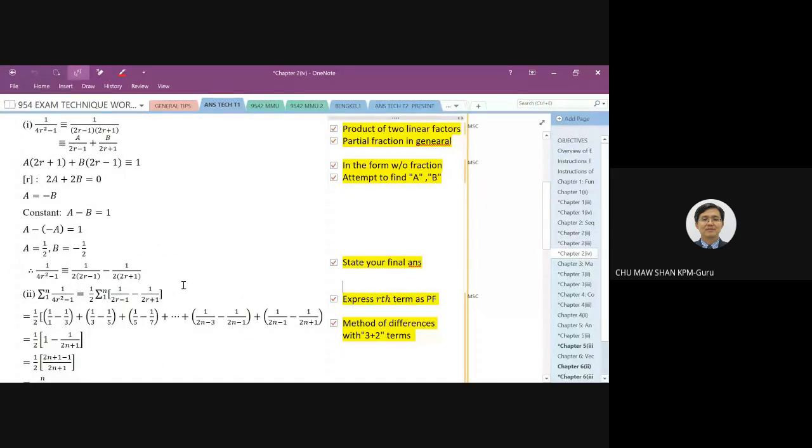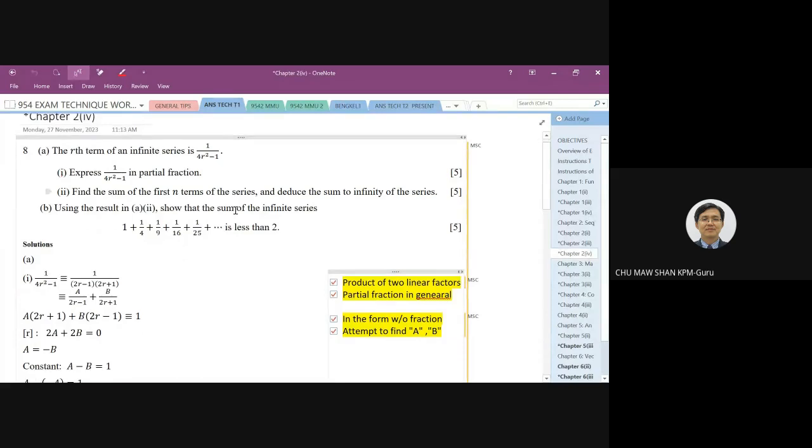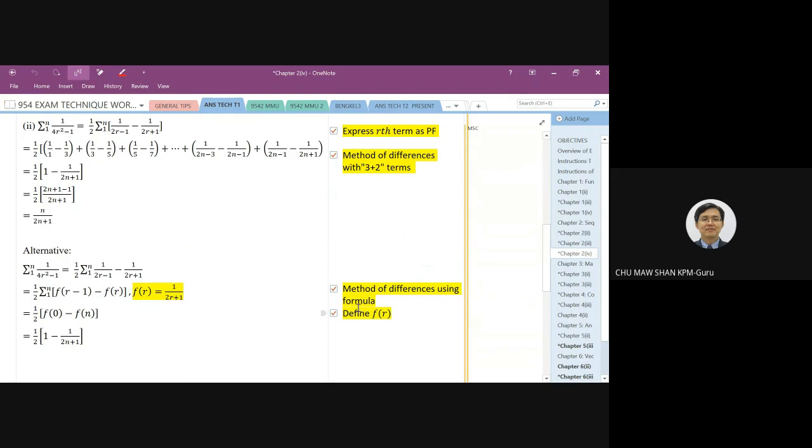State saja. Okay. After that, number 2, find the sum of the first n terms of the series and deduce the sum to infinity. Jadi bermaksud kita nak cari summation of the first n terms. Okay. Yang ini pula method of differences. Now you listen carefully the rules, how to use the method of differences. Method of differences, dia ada dua cara. Satu ialah guna listing. Satu ialah guna formula. Baik, kita tengok satu persatu.